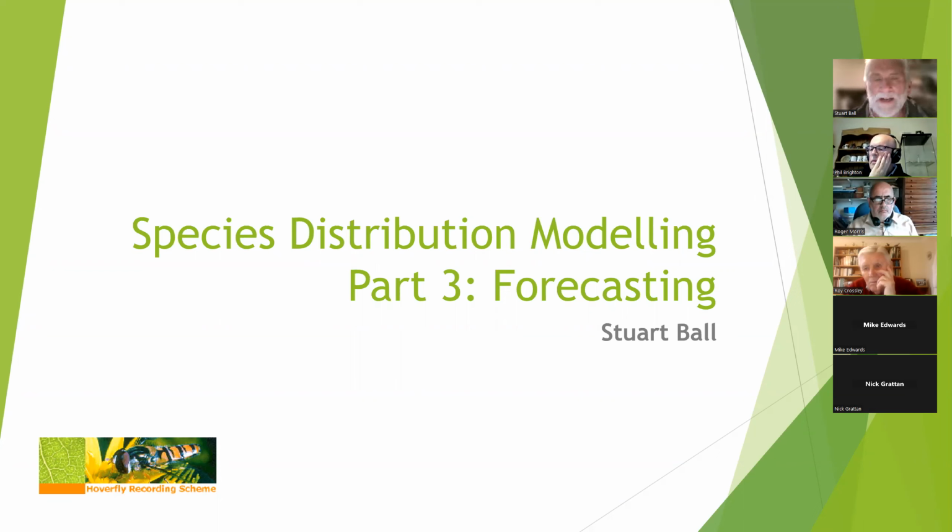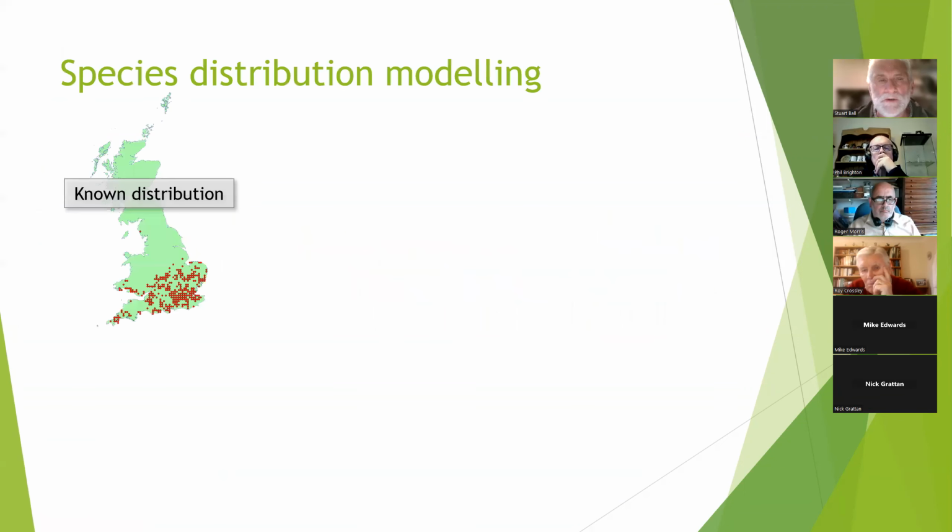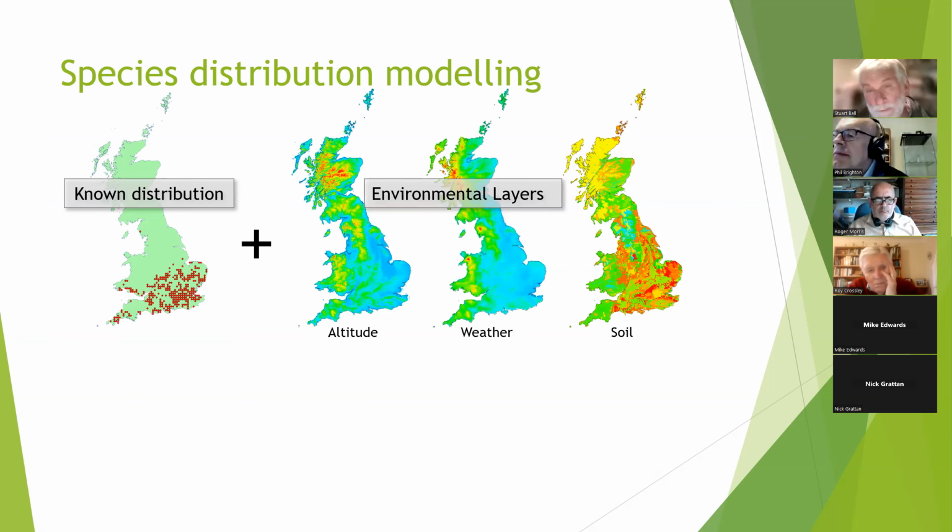Good, good. Okay, so this is the third part of this series on species distribution modeling, about using species distribution modeling for forecasting. Just to recap what we covered in the last two talks, the basic idea is we take the known distribution of a species, the places where it's known to occur. We take maps of environmental variables like weather, soil, land cover, and so on.